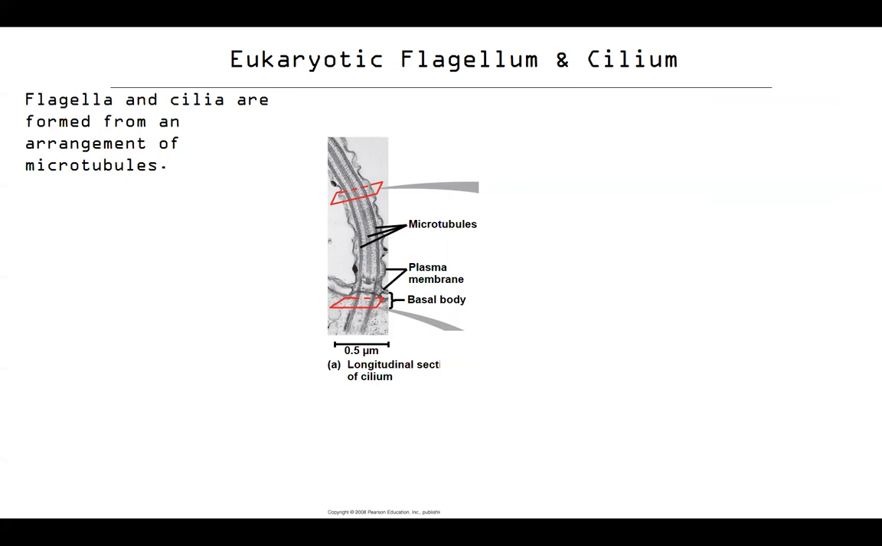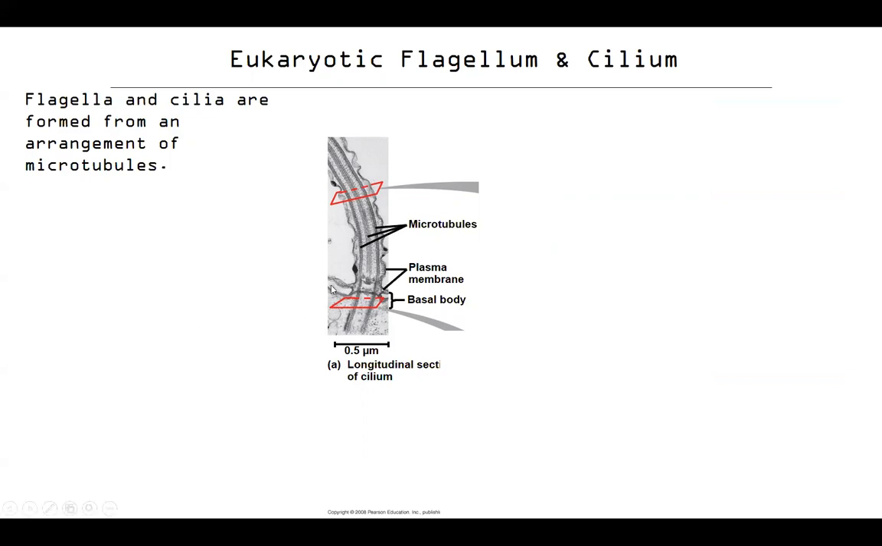So flagella and cilia, as we know, are forms of movement for the cell. A good example of flagella is on sperm cells. This is a long tail-like structure. Cilia are shorter, and you can think of cells as having many cilia that beat in a power stroke motion that helps propel the cell. Both of these structures are formed similarly from an arrangement of microtubules.